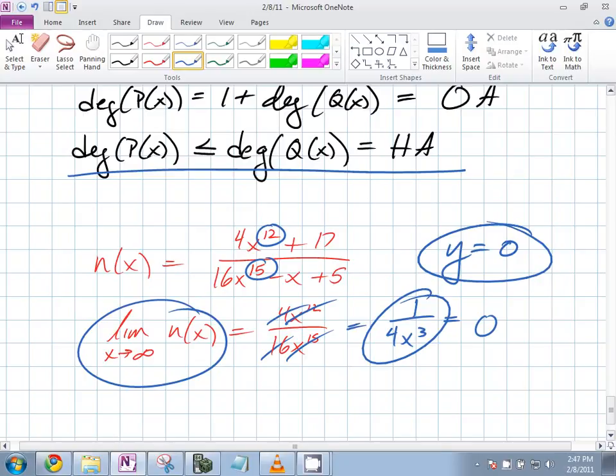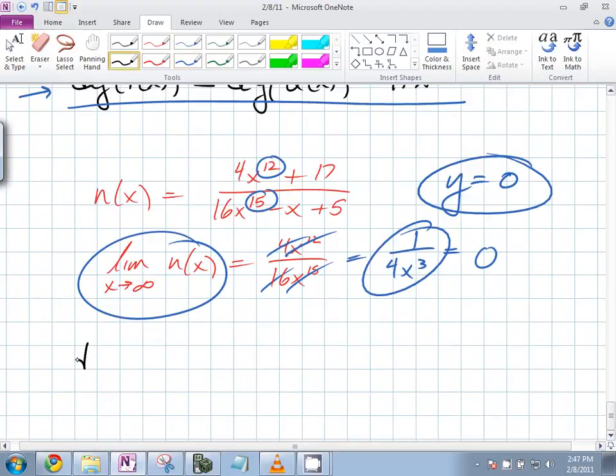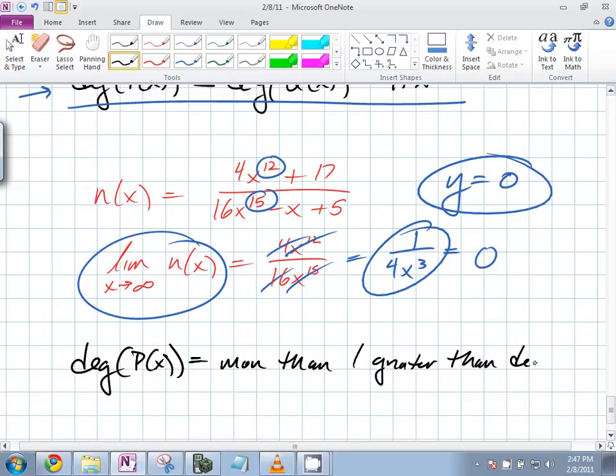So there's a third case here, right? In this case, we have the oblique asymptote, where the degree of the top is 1 greater than the degree of the bottom. And then the next case, the degree of the top is less than or equal to the degree of the bottom. So what's the third category? If the degree of p of x is more than 1 greater than the degree of q of x. P is the numerator, yeah.